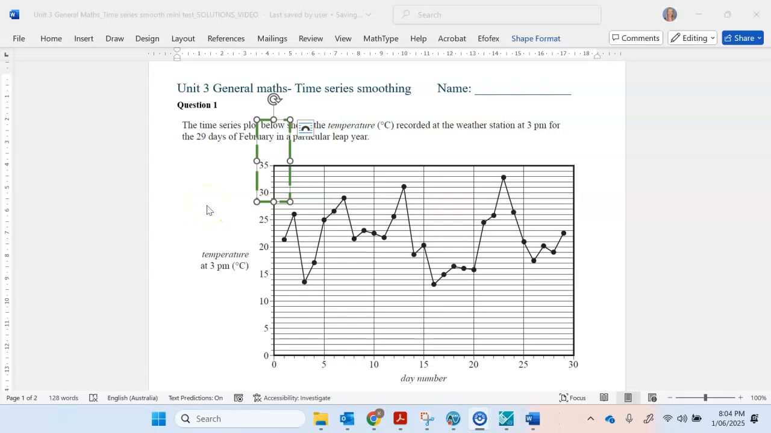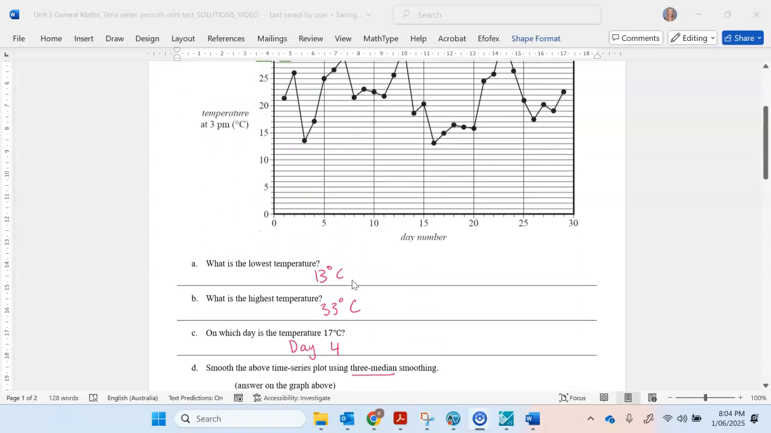Hey everyone, in this video we're going to go through just the solutions to this time smoothing mini test. I wanted to do a video because some people are still having trouble with smoothing on a graph. So for this one, there are the answers for the first part.